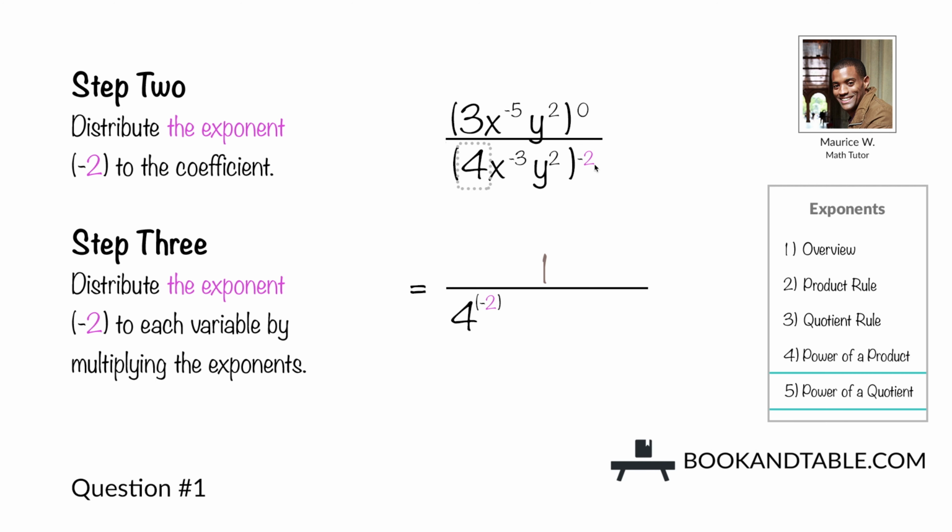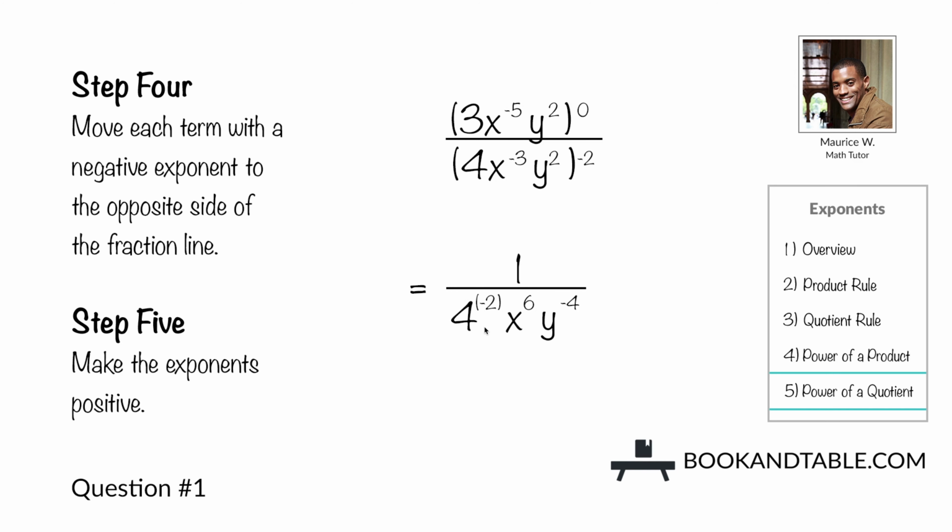Step 3, distribute the exponent negative 2 to each variable by multiplying the exponents. So x to a power of negative 3 to a power of negative 2 is equal to x to a power of negative 3 times negative 2, which is positive 6. And then y to a power of 2 to a power of negative 2 is y to a power of 2 times negative 2, which is negative 4. So we wind up with 1 over 4 to the negative 2, x to the 6, y to the negative 4. So now we've simplified our expression, but we have negative exponents.